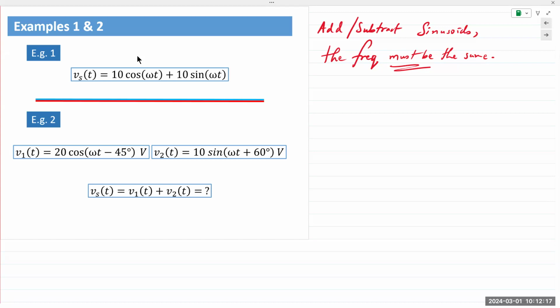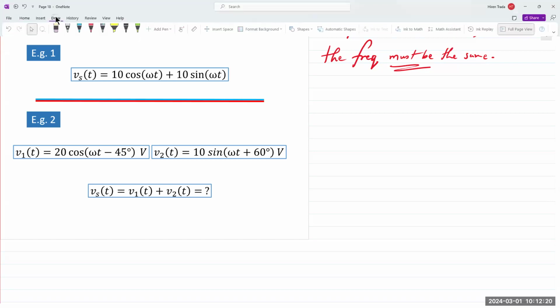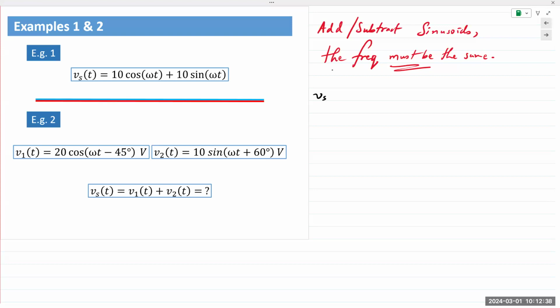So I would write out my expression: Vs of t is the sum of 10 cos omega t and 10 sine omega t. Now I'm going to do a vector representation, a phasor transform, writing out the phasor quantity directly from the peak values, the magnitude, and the phase angle of the waveform.